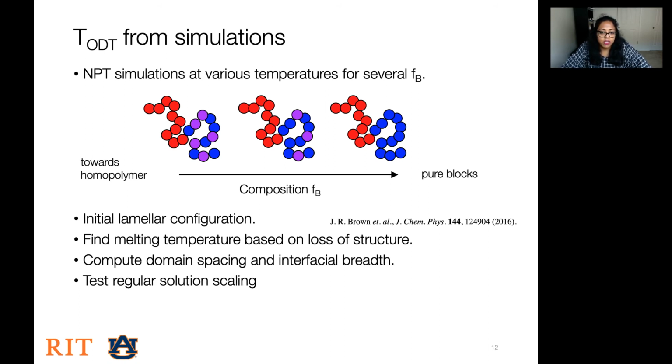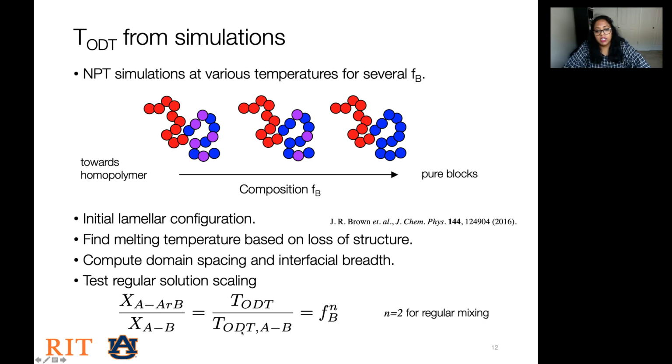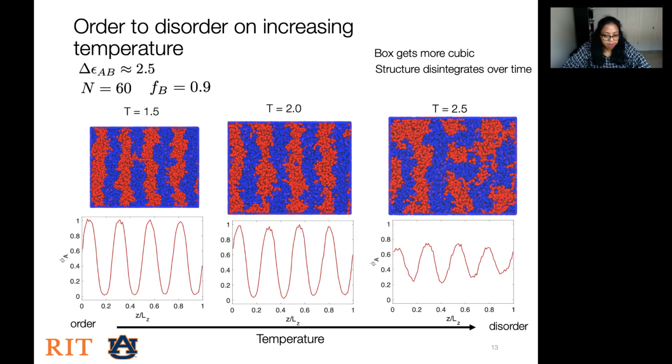And then again, using all this data, because we have TODT data, we can then obtain the ratio for the TODT of the block random to the TODT of the pure block, and then we expect that to be following a scaling law. And if n equals 2, we would basically have regular mixing. Okay, so again, here is the example where delta epsilon AB was 2.5. We had n equals 60, and this is a fixed composition.